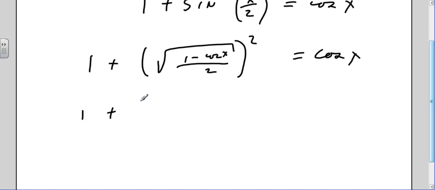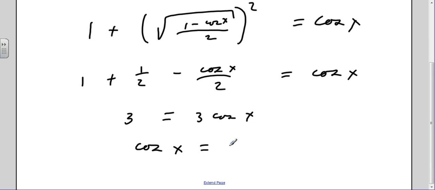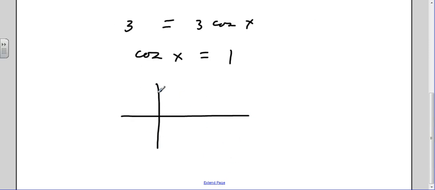1 plus 1 minus cosine x over 2 is equal to cosine x. I'm going to multiply everything by 2, and I'm going to have a 3 equal to 3 cosine x. Multiply that times 2, put it on the other side, 3 cosine x. So cosine x is equal to 1. Well, cosine x is going to equal 1 at one spot. It's going to be equal to 1 at 0. So x is going to equal 0.